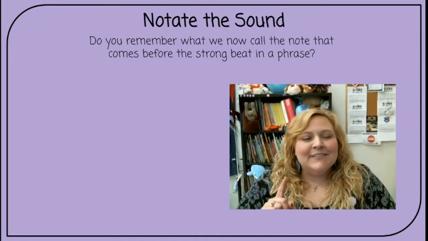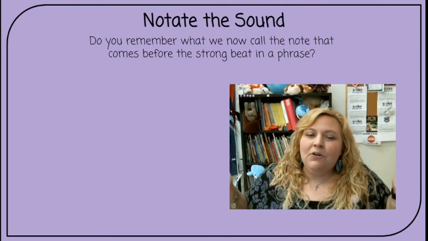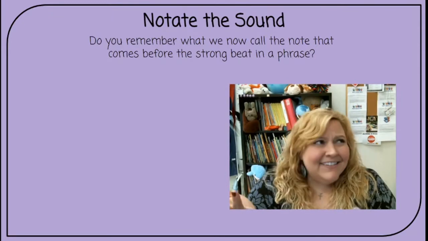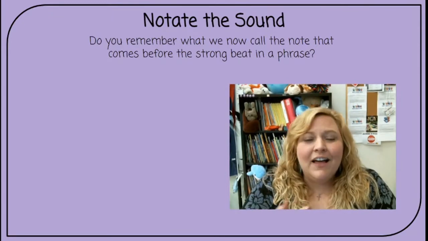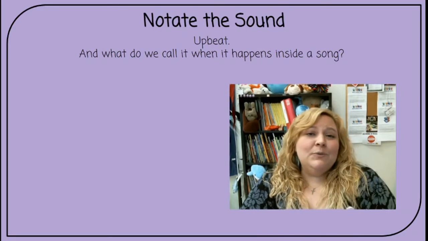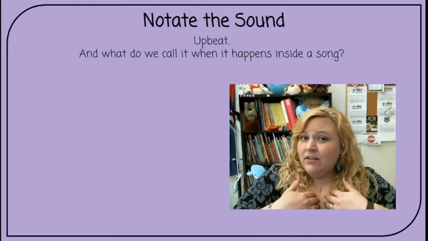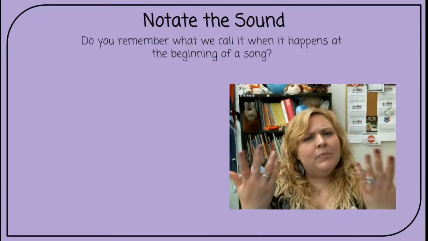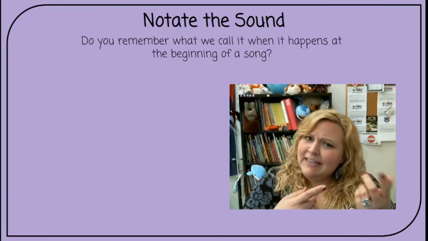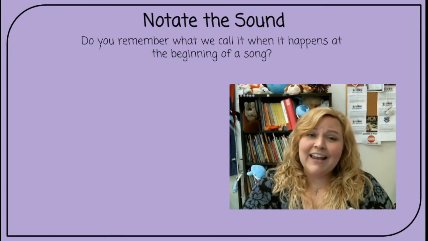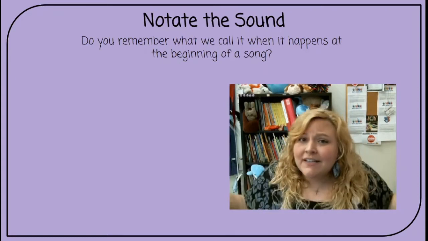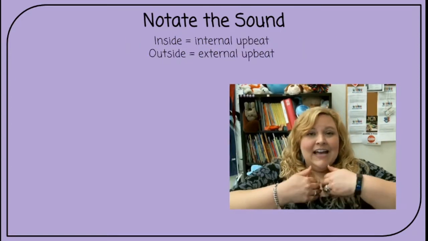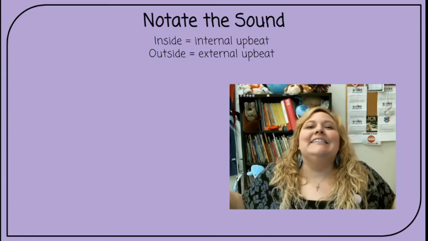Okay, back to business. Do you remember what we now call the note that comes before the strong beat in a phrase? Yeah, you do. We just talked about it. It's called an upbeat. And what do we call it when it happens inside a song? Internal upbeat. Do you remember what we call it when it happens at the beginning of a song? It had a different word. It wasn't internal. It was external upbeat. Inside is internal. Outside is external.